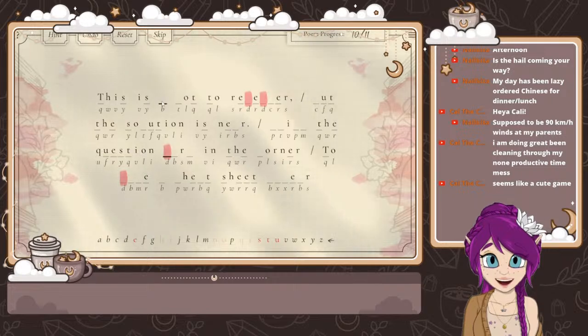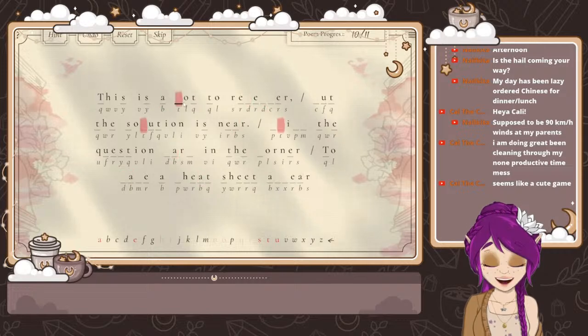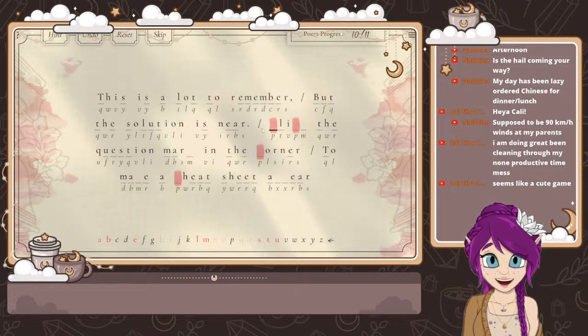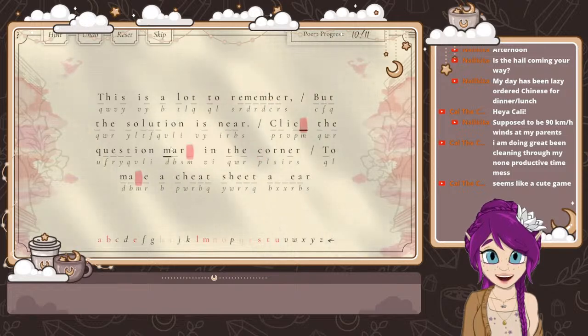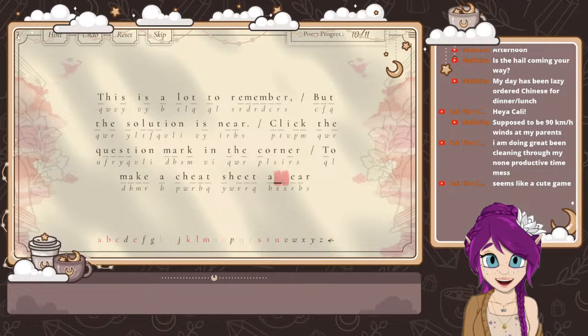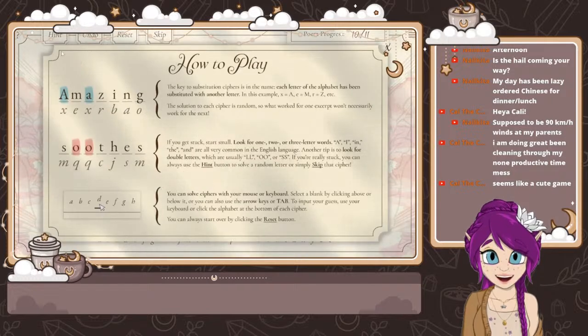This is a lot to remember, but the solution is near. Click the question mark in the corner to make a cheat sheet appear. What question mark? Oh, that's cool.